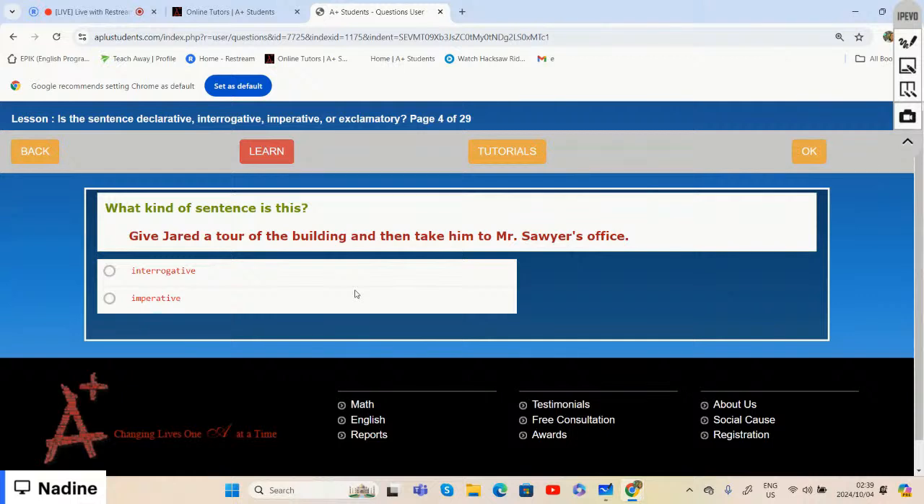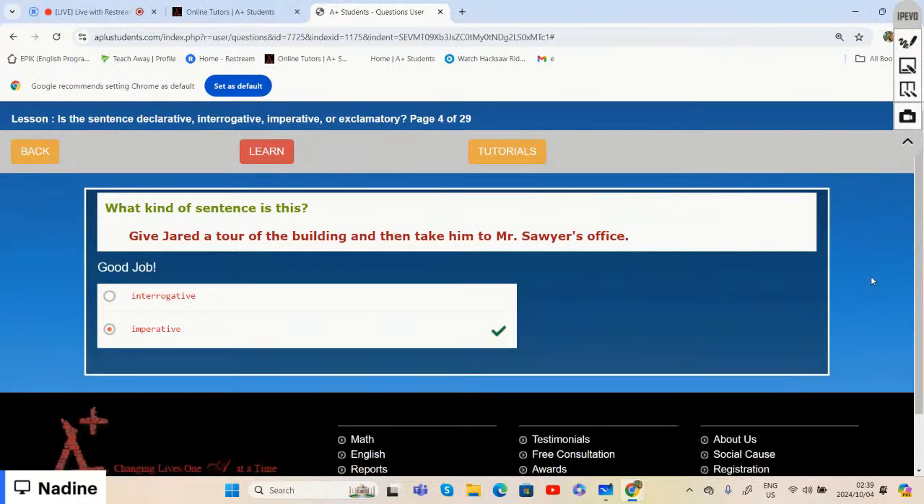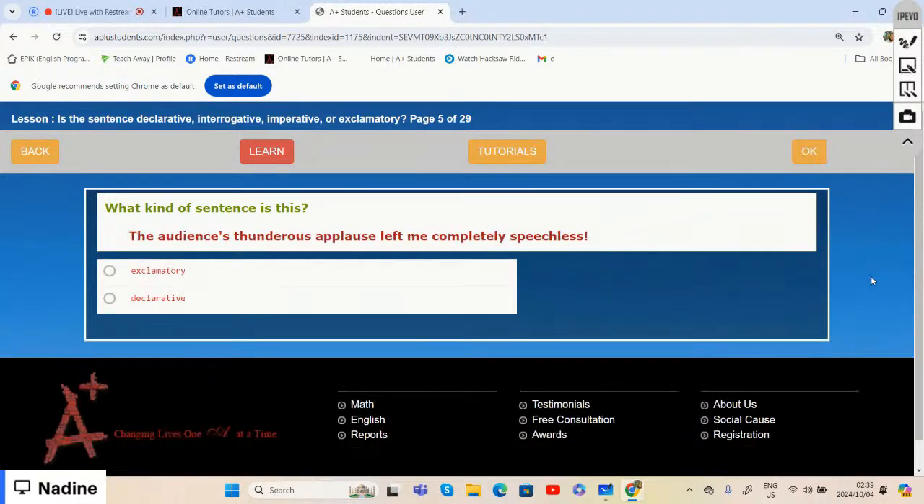All right. And if we were to choose the correct option, it says give Jared a tour. It's like I'm telling you to do that, right? And then we say it is option two, which is imperative. It is a command. Because remember, a command is not necessarily like I command you or dare you. It's where you're just telling someone to do something. That is a command.